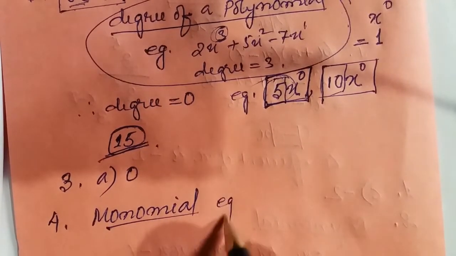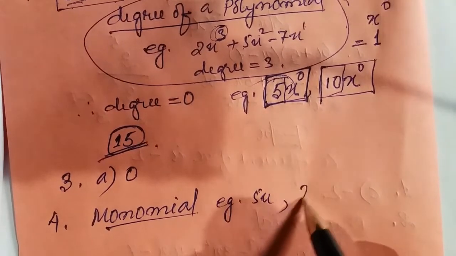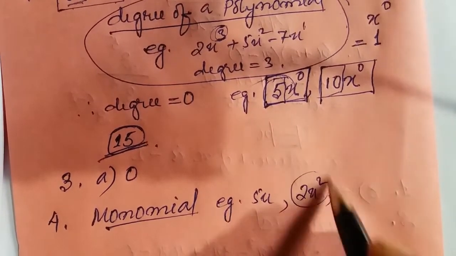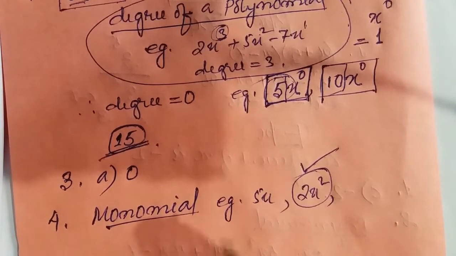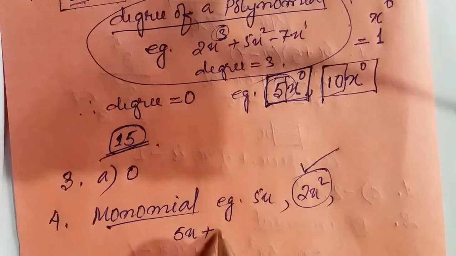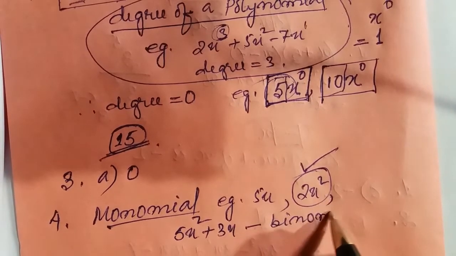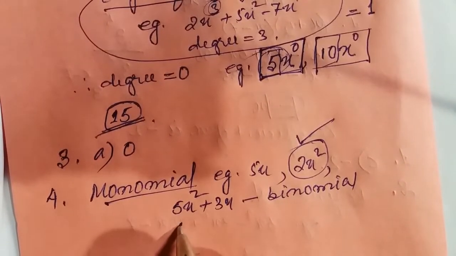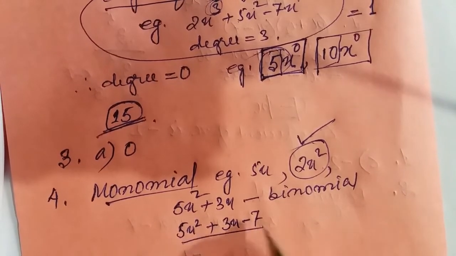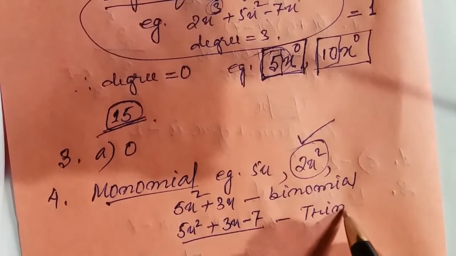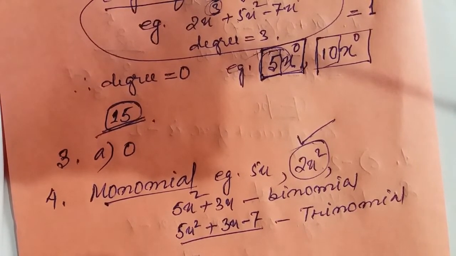For example, 5x is a monomial because it contains only one term. 2x square also contains only one term, so this is also an example of a monomial. If there are two terms, for example 3x plus something, then this is a binomial. If there are three terms, 5x square plus 3x minus 7, then this is a trinomial. And if there are four terms, it is called a quadrinomial, and so on.